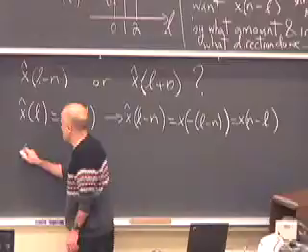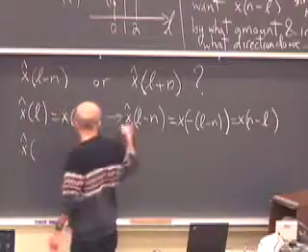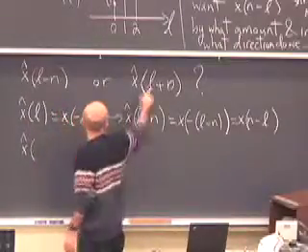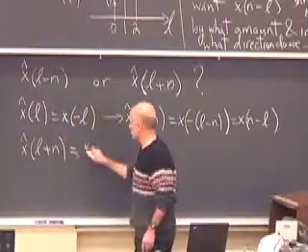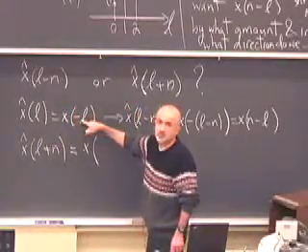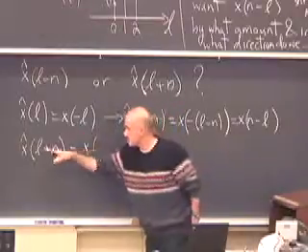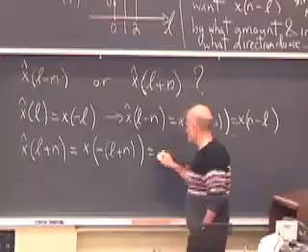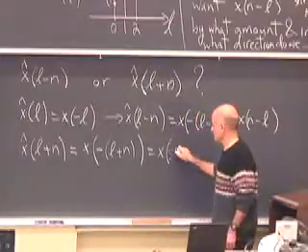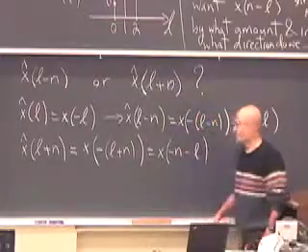Notice what happens if I look at x hat of L plus n. Then every place I see an L in the right-hand side, I replace it with L plus n. So that's x of minus n minus L. It's not what we want.